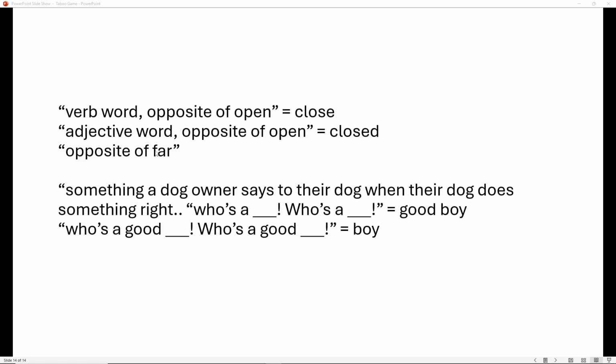And there's also opposite of far, right? There's close, the verb, and then there's close as in near, right? There's multiple ways you can describe the same word.